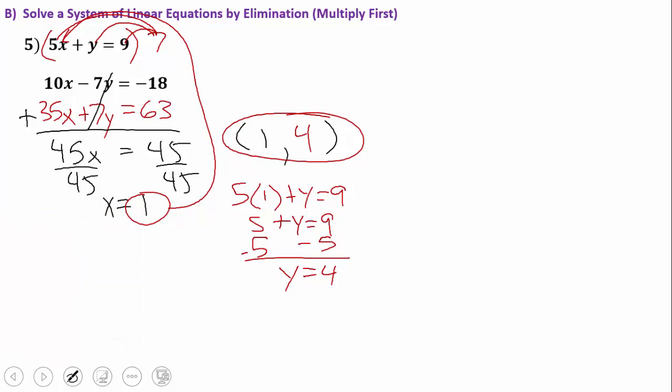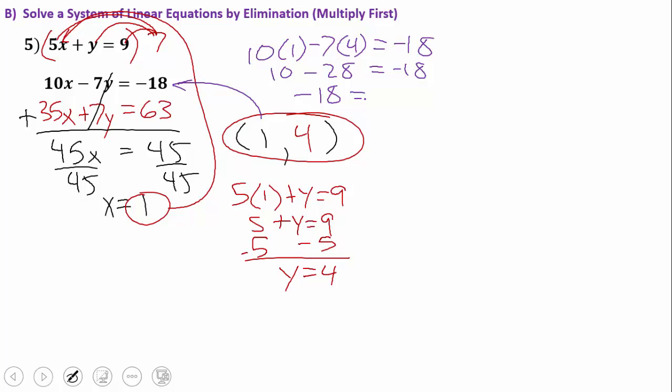I'm going to quickly double check that by putting that ordered pair into our second equation and saying 10 times 1 minus 7 times 4 is equal to negative 18. Well, that's 10 minus 28 equals negative 18, and 10 minus 28 is negative 18. So negative 18 is equal to negative 18. We are good to go.